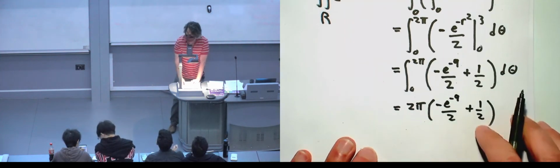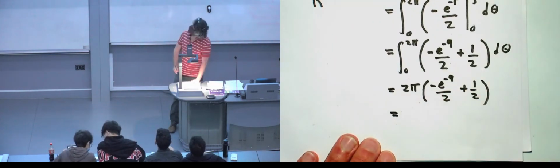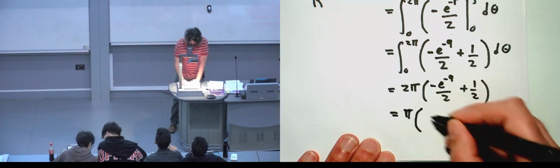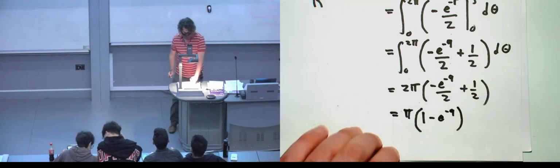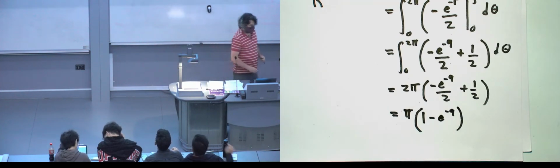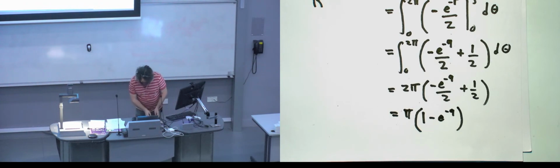And if we want, we can simplify this by factoring out the half, which cancels with the 2 in the 2 pi. And so this becomes pi times 1 minus e to the negative 9th. Pretty close to pi. All right. There, that's that example.